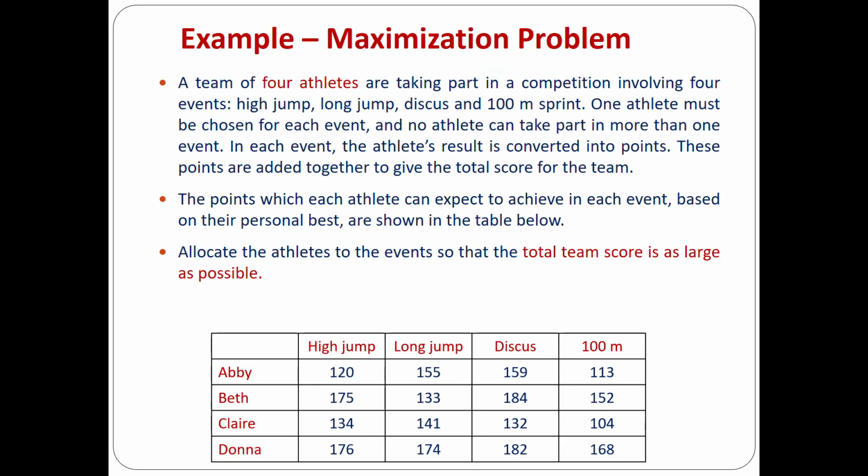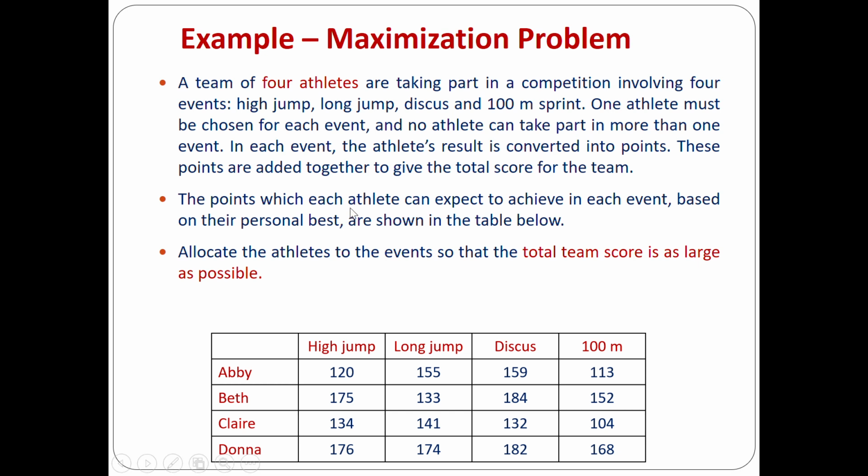Here there is a team of 4 athletes taking part in a competition involving 4 different events: high jump, long jump, discus and 100 meter. The restrictions are that one athlete must be chosen for each event and no athlete can take part in more than one event. In each event, the athlete's result is converted into points. These points are added together to give the total score for the team.